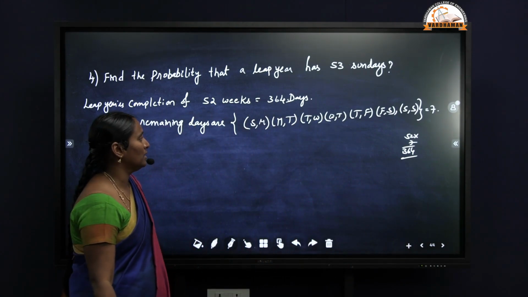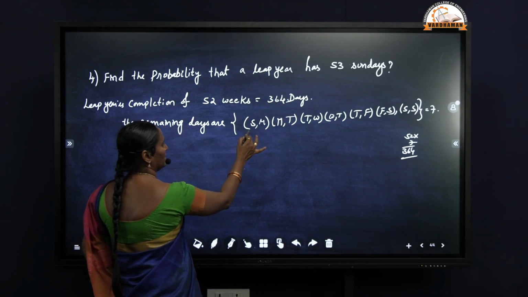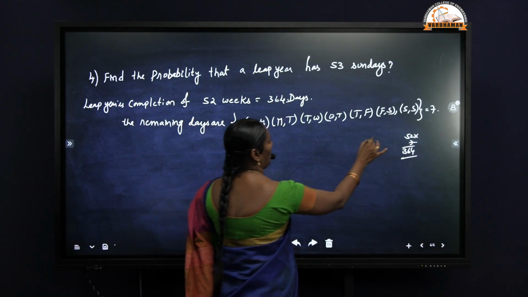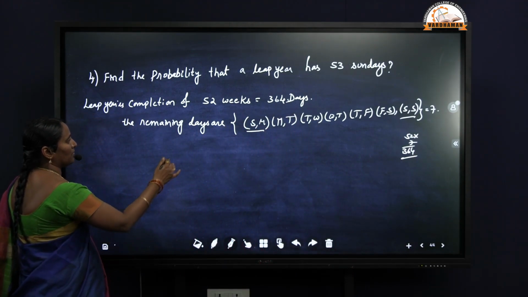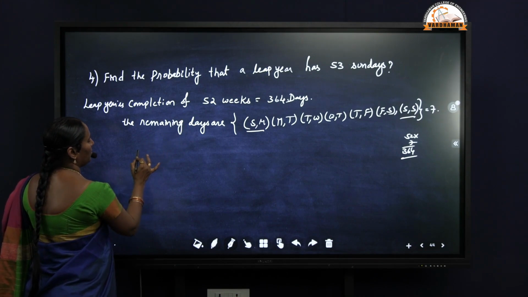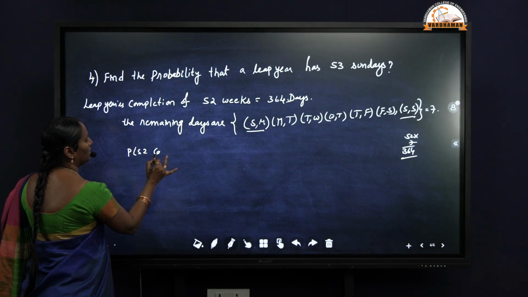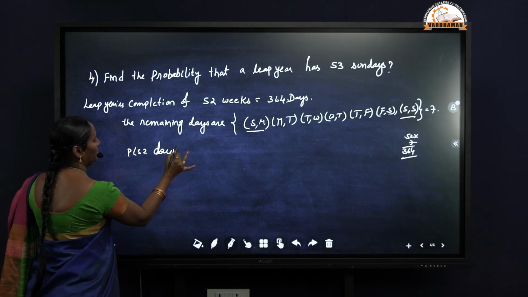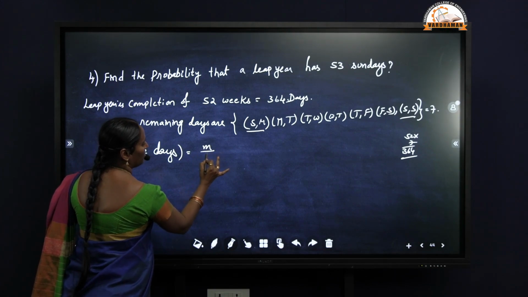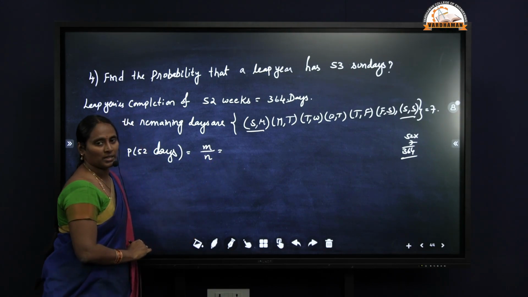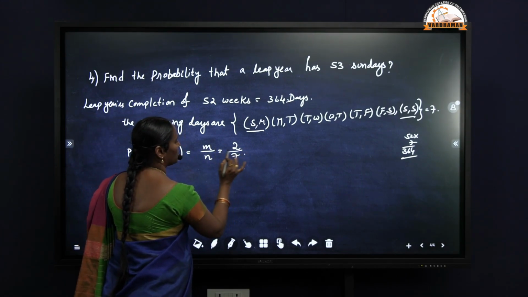Out of these, we are going to find the two alternatives having Sundays: Sunday, Monday, or Saturday, Sunday. So in these cases, it is a completion of 52 weeks. The probability of getting 52 Sundays, P of E, is equal to favorable number of cases by total number of cases. The favorable elements are only 2 out of 7, so it will be 2 by 7.